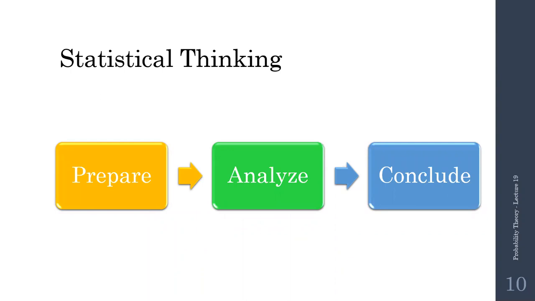Statistical thinking. What do we need to do? First, we have to prepare data. And then we have to analyze data. Then we can conclude about the data. Prepare, analyze, conclude. 3 steps. The first step, second, and the third.